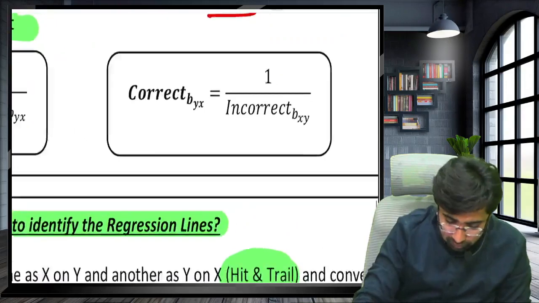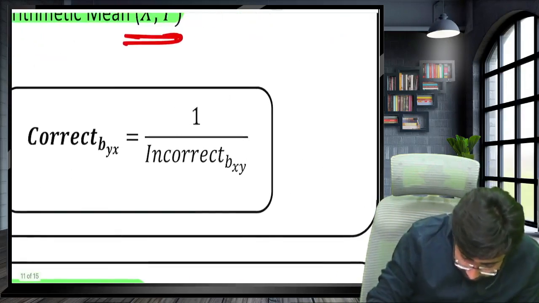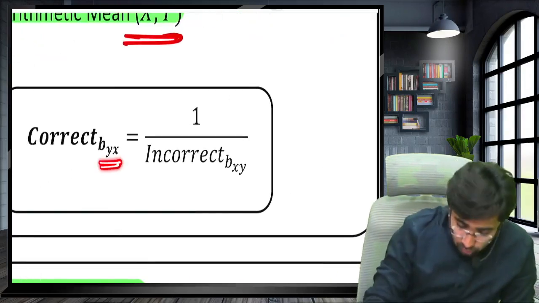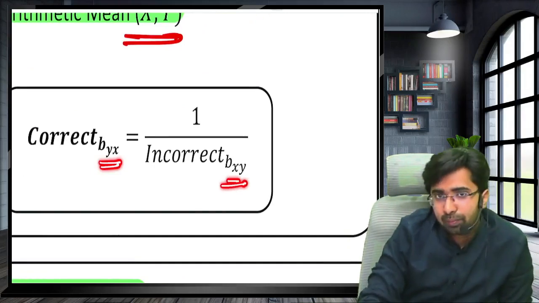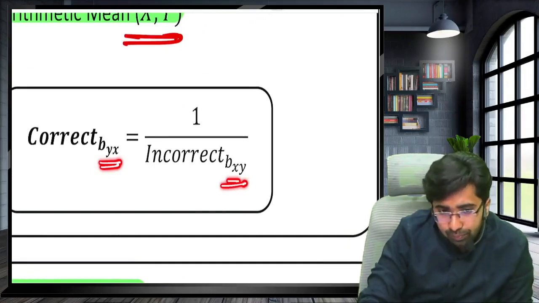Yes, we will go with the example. See, this you want to correct by on x. So take the reciprocal of incorrect bx on y, incorrect by on x.